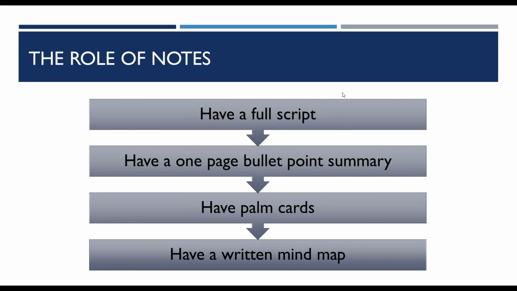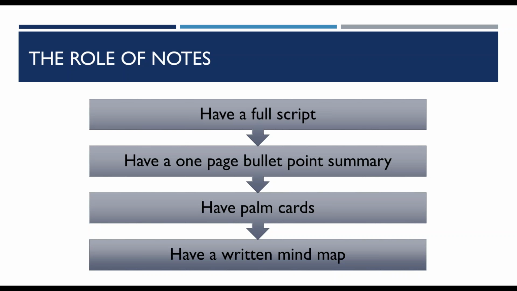So the role of notes: do have a full script with you. Do have your 4 or 5 pages. And with that full script, make it 14-point font and all capitals and 1.5 spacing. Otherwise, if you need to find something and it's single spacing, you won't be able to find it. I then like to have a second backup. So the full script is where you go to if you need to remember some data, some statistics, or maybe a famous quote that you haven't quite learnt off by heart.